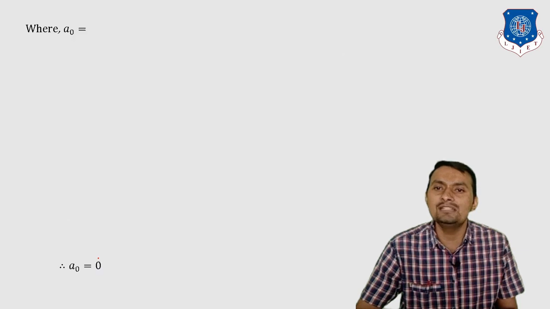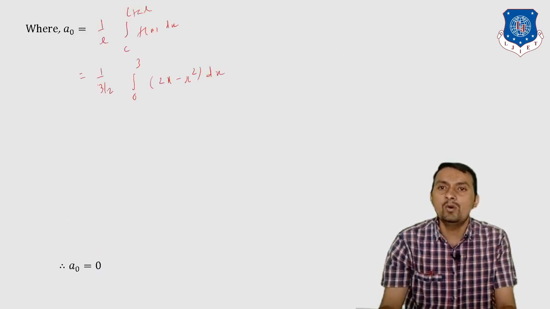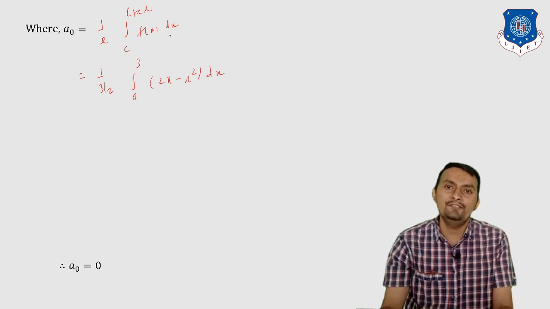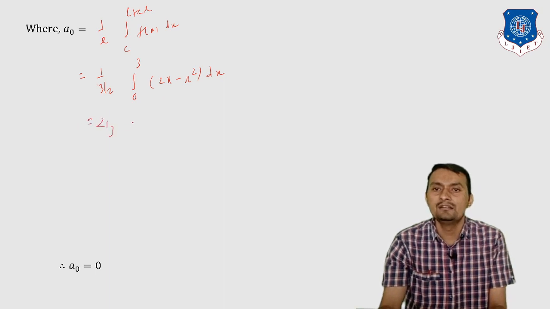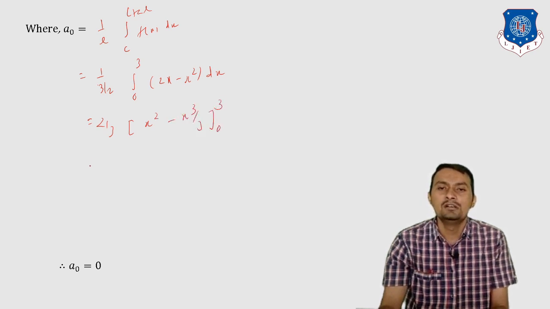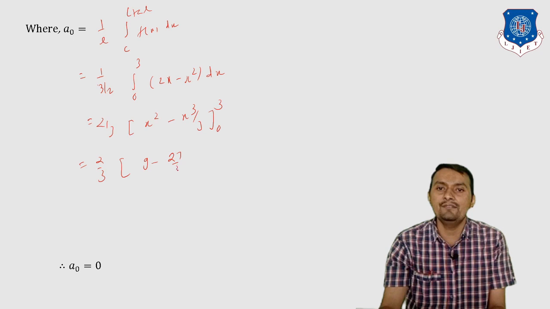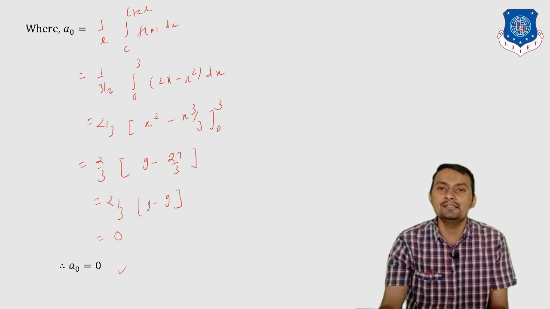But for that we have to determine a0, where a0 is equal to 1 divided by L integration c to c plus 2L f(x) dx, and this is our standard formula. L is equal to 3 by 2, limit of integration is 0 to 3, f(x) is equal to x minus x square dx. When you integrate, what are we going to get? 2 times x square by 2, 2 will be cancelled out, x cube by 3. If I put x is equal to 3, what are we going to get? This is 9 minus 27 divided by 3, and x is equal to 0 is going to be 0. So we are going to get 9 minus 9, and that is what? Exactly 0. So we get a0 is equal to 0.